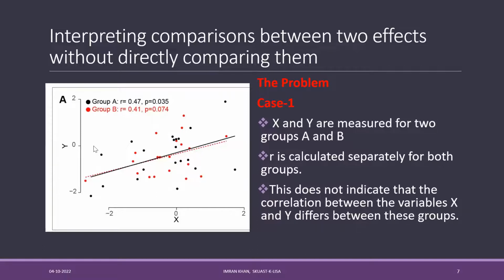However, if one compares both correlation coefficients, it's possible to find one group, group A, denoted by black circles, which has a statistical significance, since the correlation is calculated within the groups, not between the groups. So this does not indicate that the correlation between the variables X and Y between these 2 groups is significant.